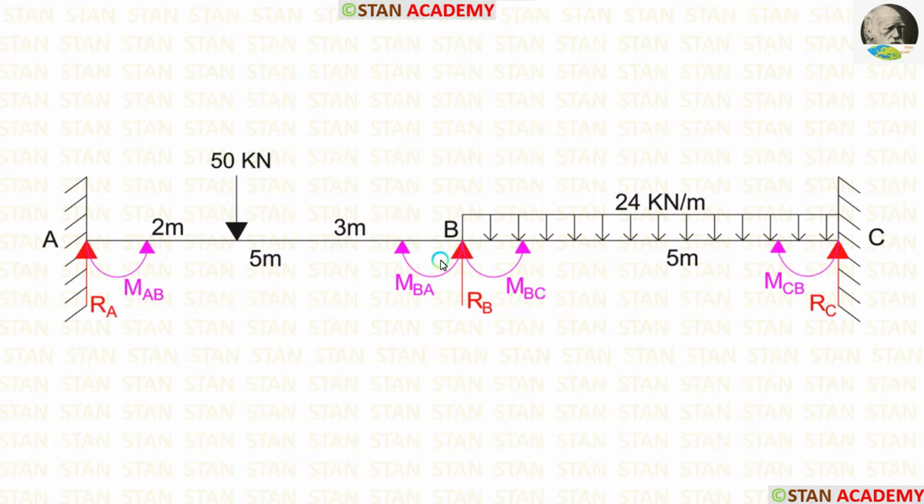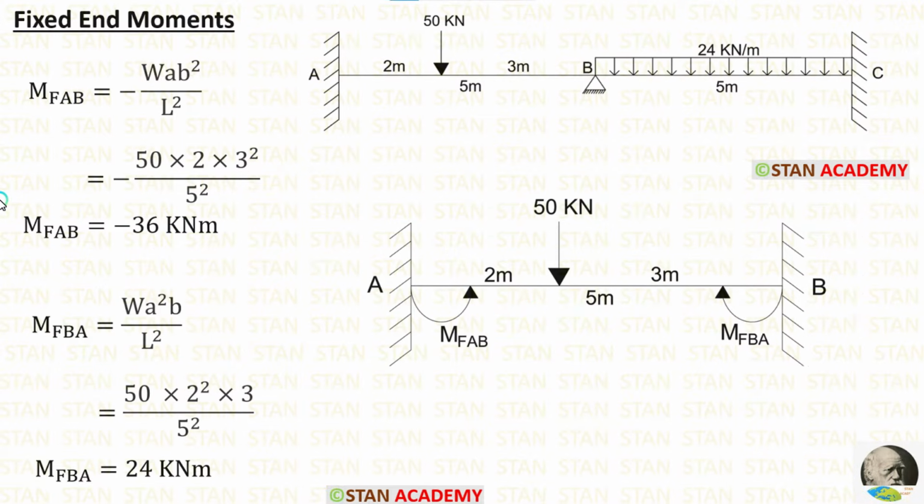In the joints, there will be two moments. We are having only one joint, that is joint B. In the joint B, there are two moments, MBA and MBC. Also, we have to calculate three reactions, RA, RB, and RC.